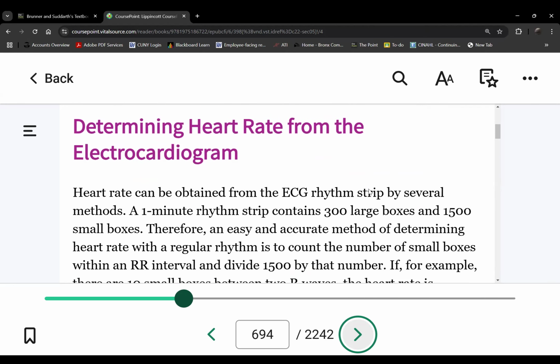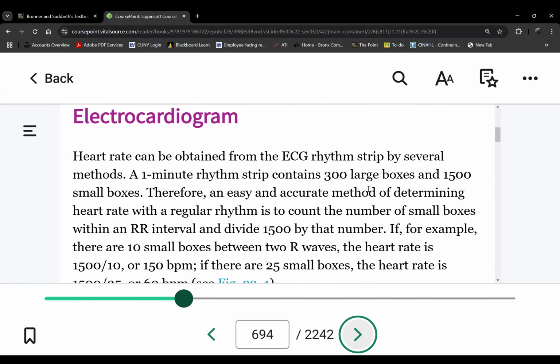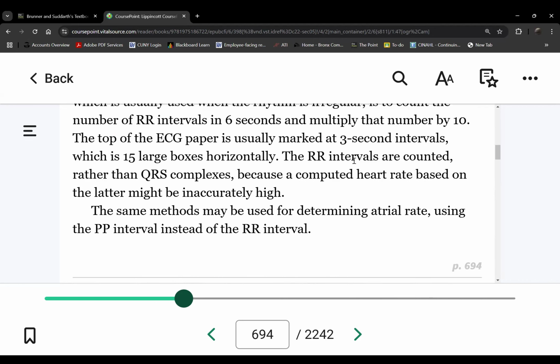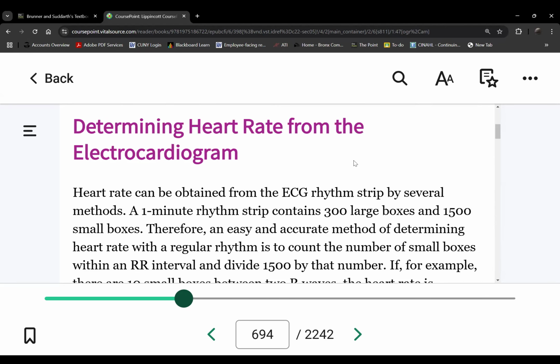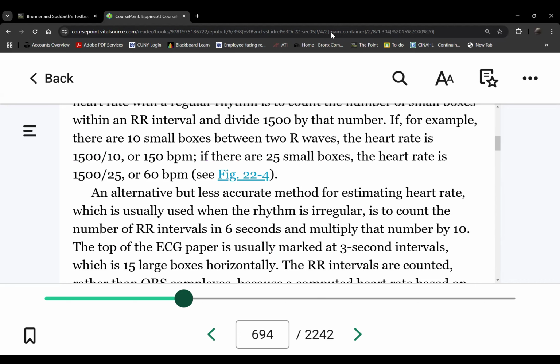Okay, let's analyze the rhythm strip now. First step will be to determine the heart rate. There are a few methods to determine the heart rate. Okay, let's go back to the previous page. Then we'll come back here.